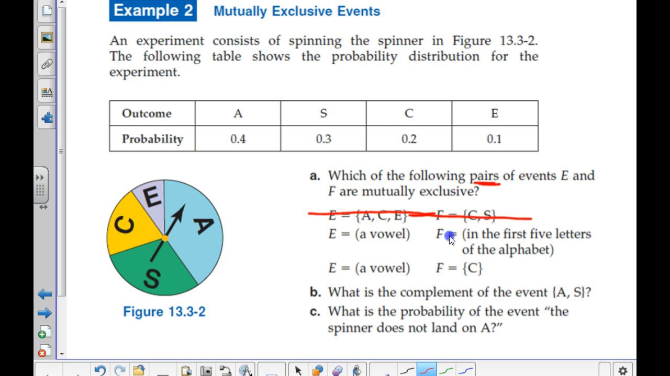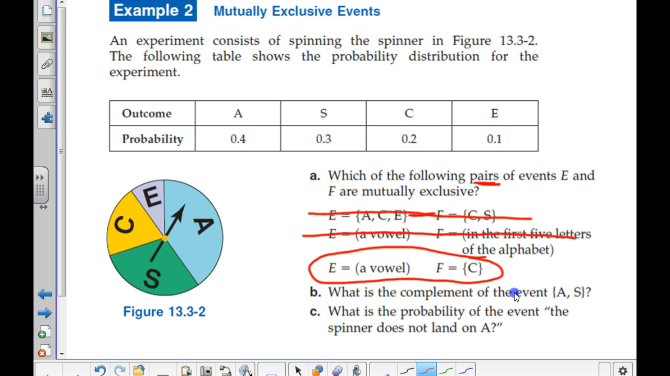A vowel and the first 5 letters of the alphabet. Yes, it's not mutually exclusive. Those have overlap as well. A and E are in the first 5 letters of the alphabet, right? And they're both vowels. A vowel and the letter C. There is no overlap, so these are mutually exclusive. No overlap means mutually exclusive.